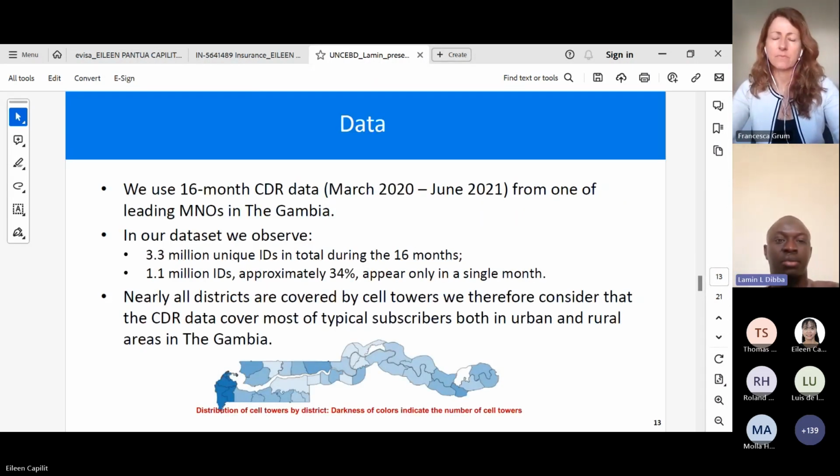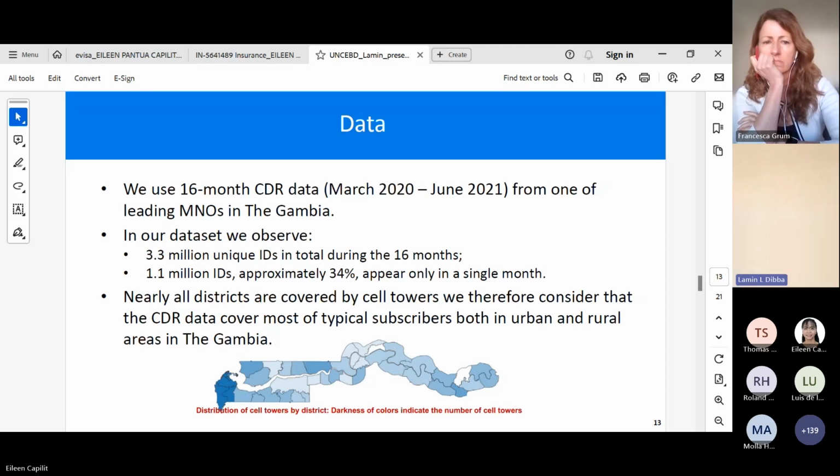Okay, so to answer a question that Francesca asked just before I came in, was access to long-term data. Of course, we were able to get 16-month CDR data. Of course, you're asking about 12 months. So we got about 16-month data between March 2020 and June 2021, and this is from one of the leading MNOs. At the time, we believe it has the largest market share, and they were cooperative to give us data as much as 16 months of CDR data.